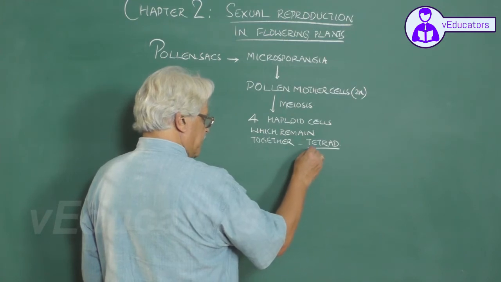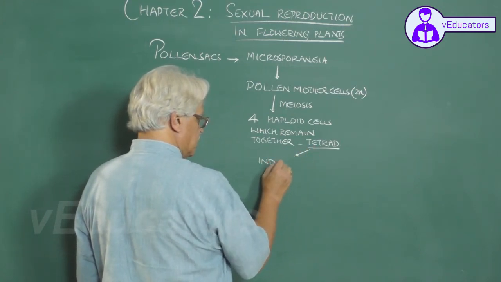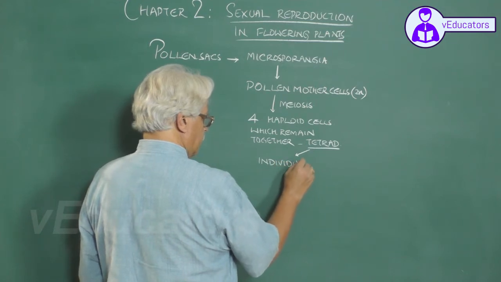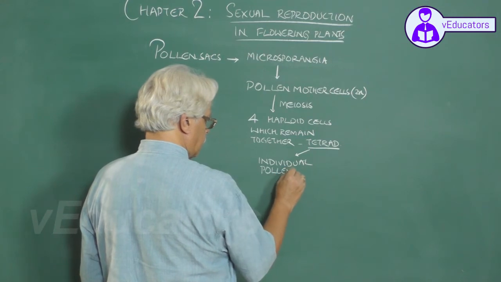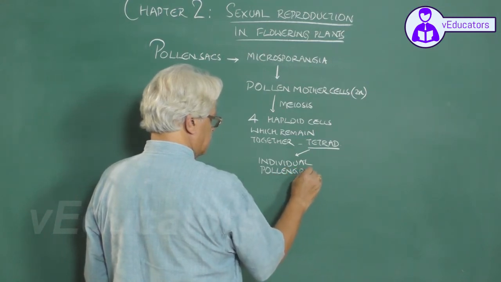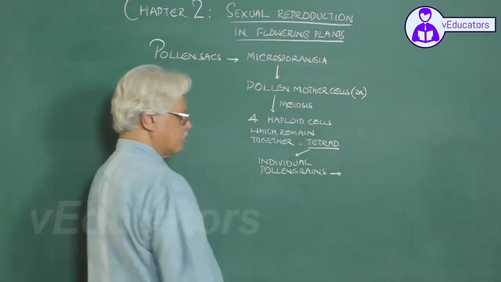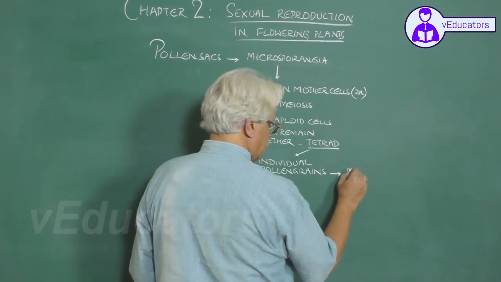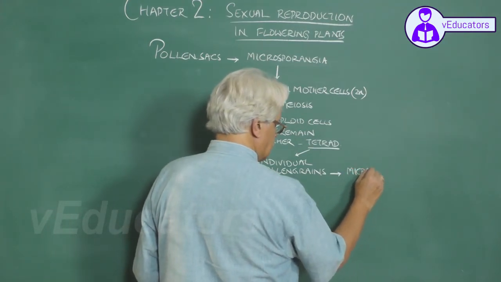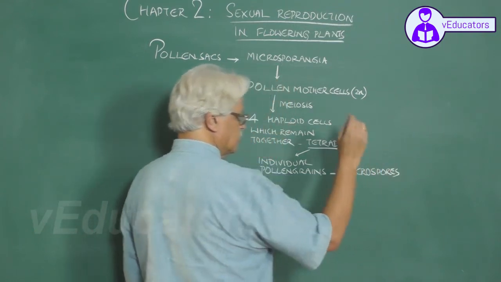These tetrads get released to represent individual pollen grains, and these pollen grains represent the microspores.